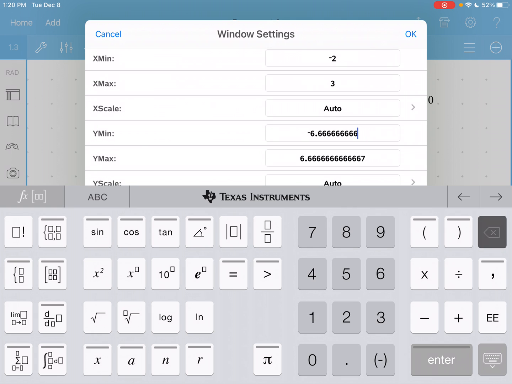For my y minimum, the lowest y value we had come up with, I believe, was -21, so I'm going to put a -25 there, just to be safe. And let's keep going then. The maximum y value we came up with was at that point of inflection, which I think was 6. I'm going to go ahead and put a 10 in there. You obviously don't need to be real precise on this.